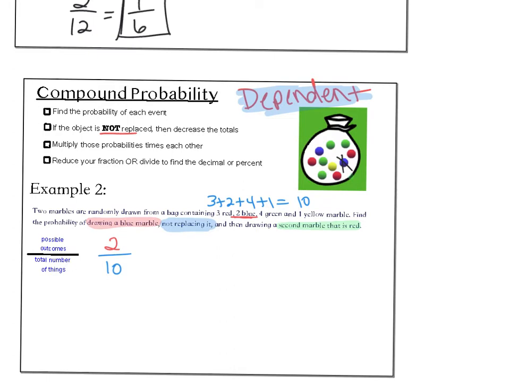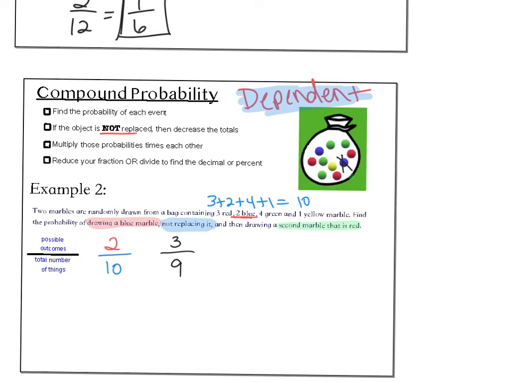That's my second one. Now my total number of marbles, if I count over here, 1, 2, 3, 4, 5, 6, 7, 8, 9. My total number of marbles has decreased because I got rid of this blue marble. So now my total number of marbles, guys, is 9. But if I look right here, I have 1, 2, 3 red marbles. So my possible outcomes of drawing a red marble is 3. So 3 red marbles out of a total of 9 marbles.